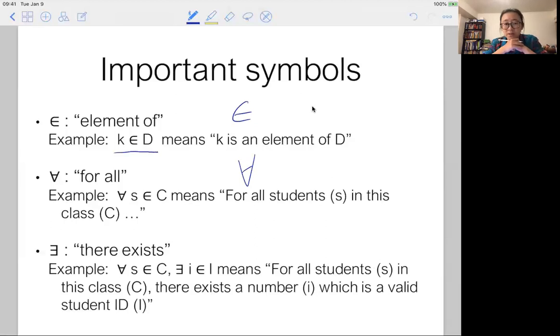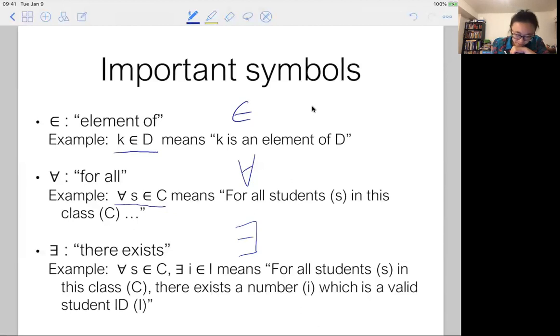The other symbol you're going to see a lot is for all. This means that, for example, if I have this thing here, it says for all elements S in the set. If S represents all the students, and C means the class, then it says for all the students in this class. The next symbol is exists.